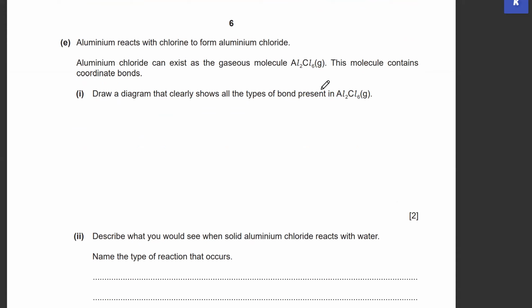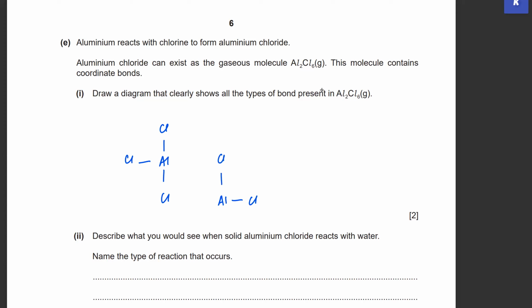This one is about dative bonding. He's asking to draw a diagram to clearly show the types of bond present. So you've got an AlCl3 molecule. And all of them are covalent bonds. And you've got another AlCl3 molecule.